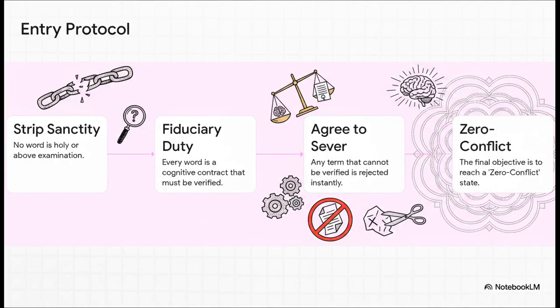Number 1, you agree that no word, no concept is sacred or above being examined. Number 2, you take full personal responsibility for every single concept you use. 3, if a term can't stand up to tough scrutiny, you reject it instantly. And finally, number 4, the whole point of all this is to reach a zero conflict state, a mind that's totally free of internal contradictions.